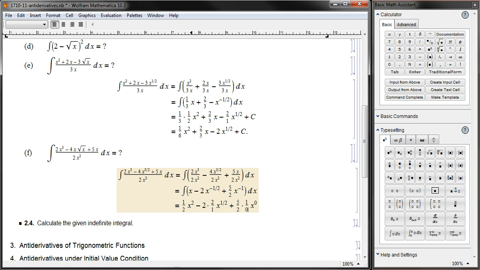Oh, wait a minute, I can't do this. I cannot divide by 0, so something is wrong. I cannot use the power rule. What is this? This is log of x.